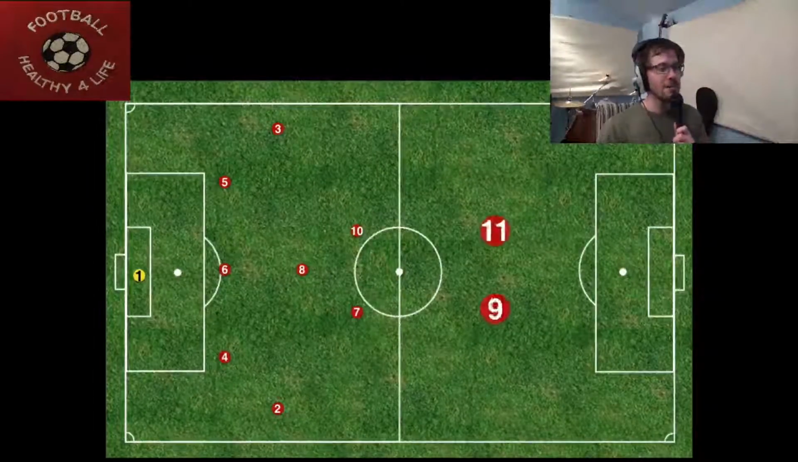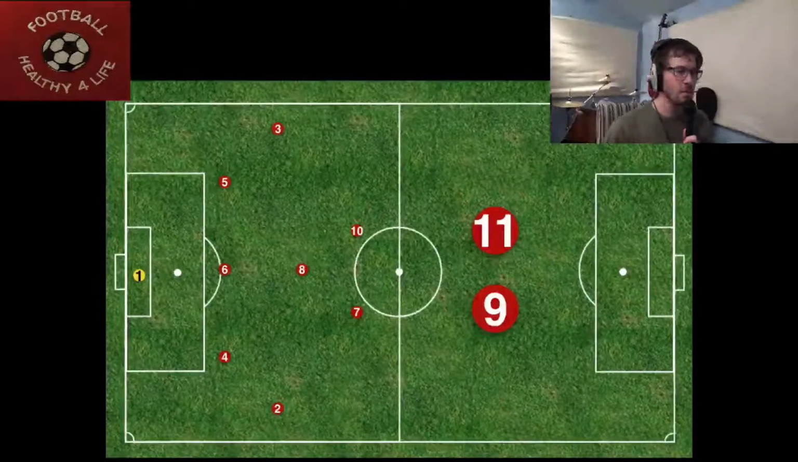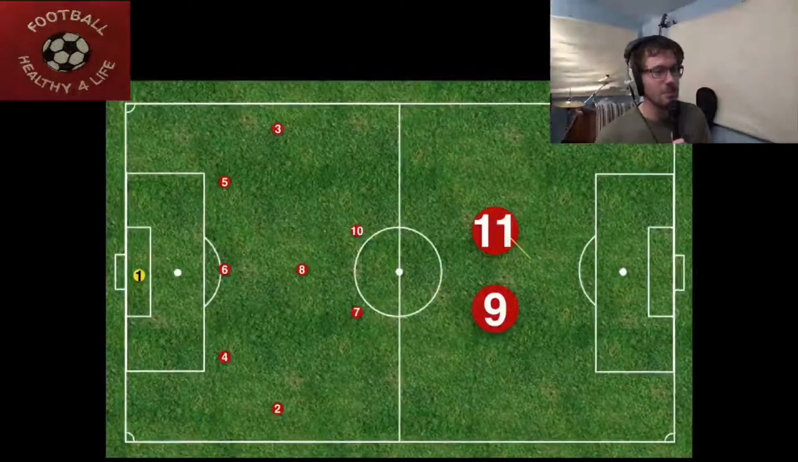So with 11 and 9, our 2 forwards, again, they could move left and right, backwards, forwards. Another video will show how I want us to move. But for example, the 11 might move forwards.